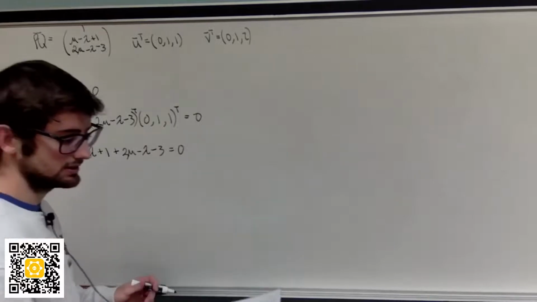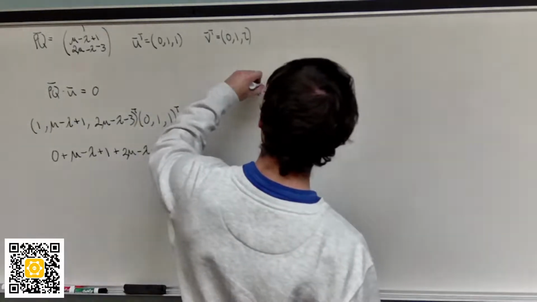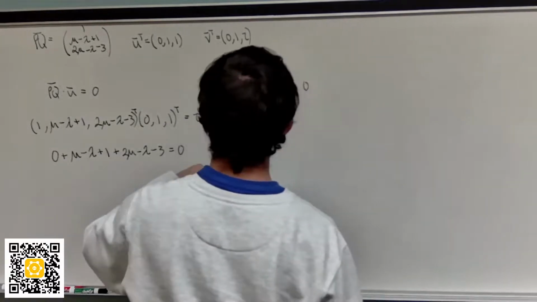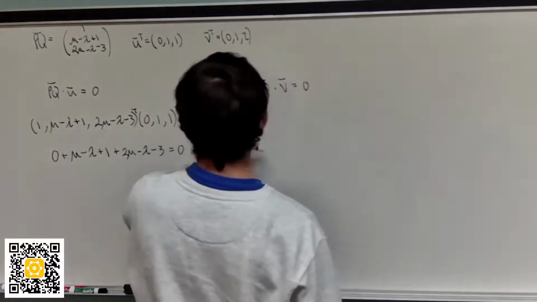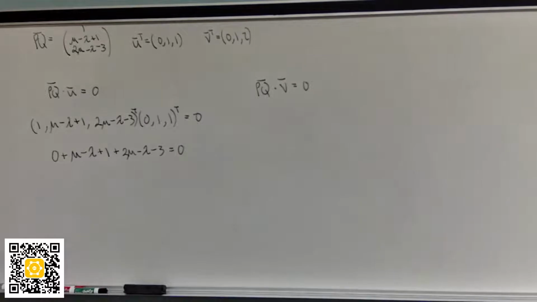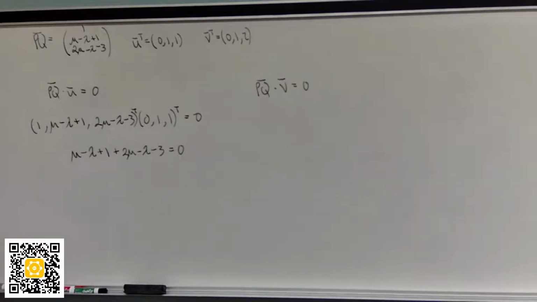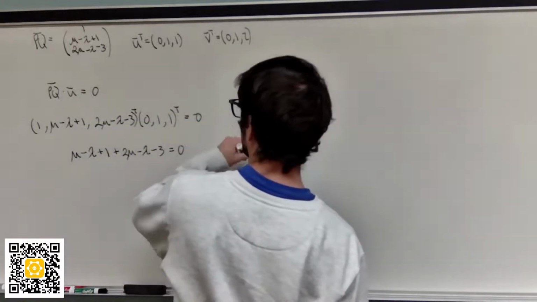Now let's also do the exact same thing for PQ dot product V. I'm not going to write it out. Let's see if you guys can do it in your head. Demba, give me the second one. The first one is 0, so just give me the second one. Yeah, because this is 0. It's going to be the same thing as we have down here.